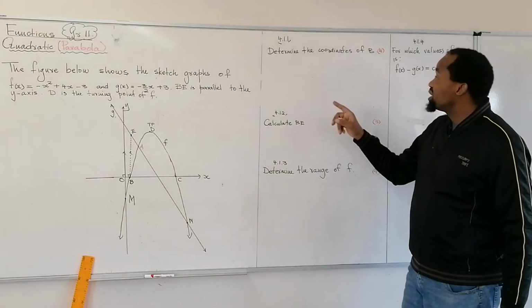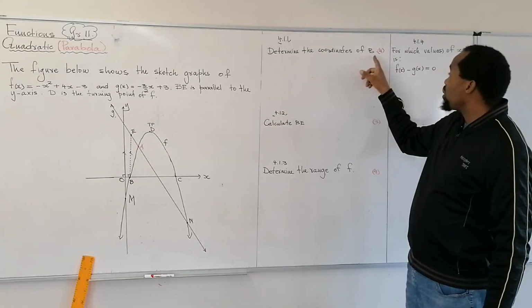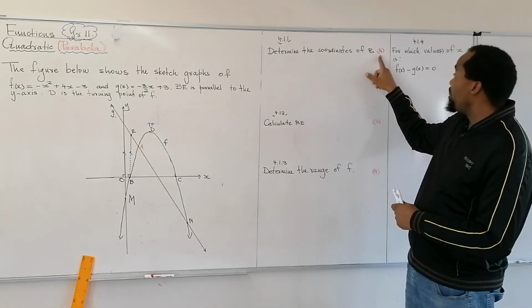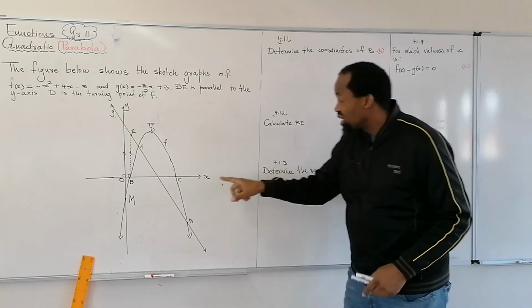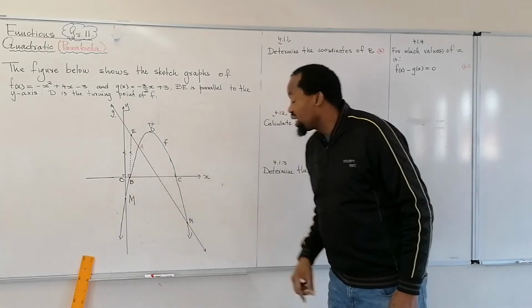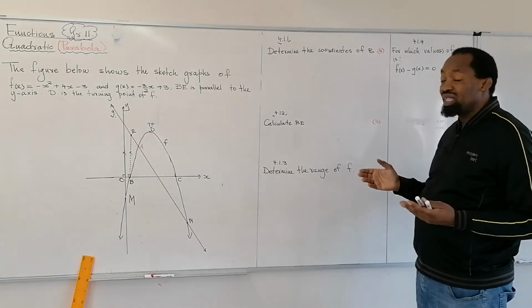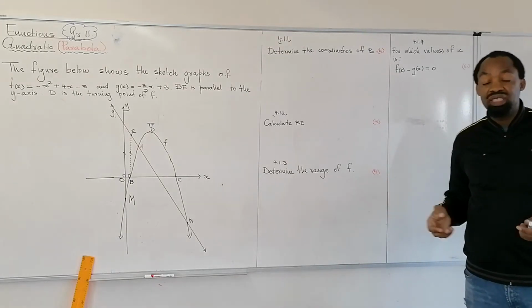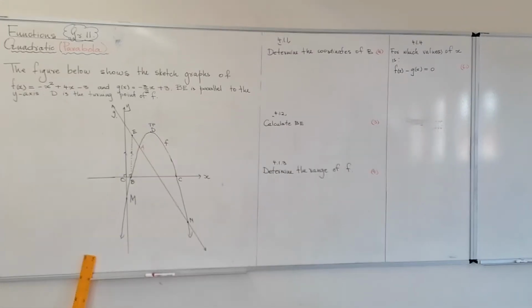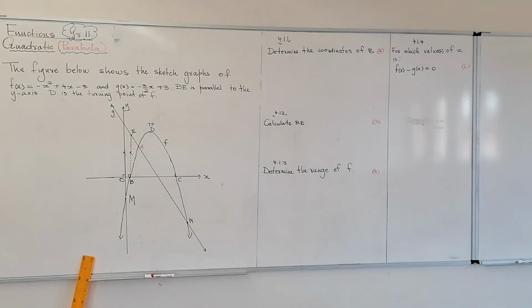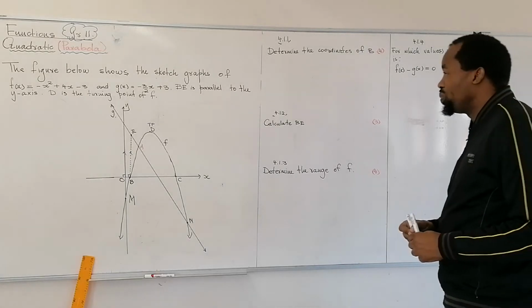The first question says, determine the coordinates of B for how many marks? 4 marks. We are determining the coordinates of that point. I believe that it is just 3 marks here. If you say to me, I must determine the coordinates of point B, which is the x-intercept of the graph of f, you are just donating marks to me.